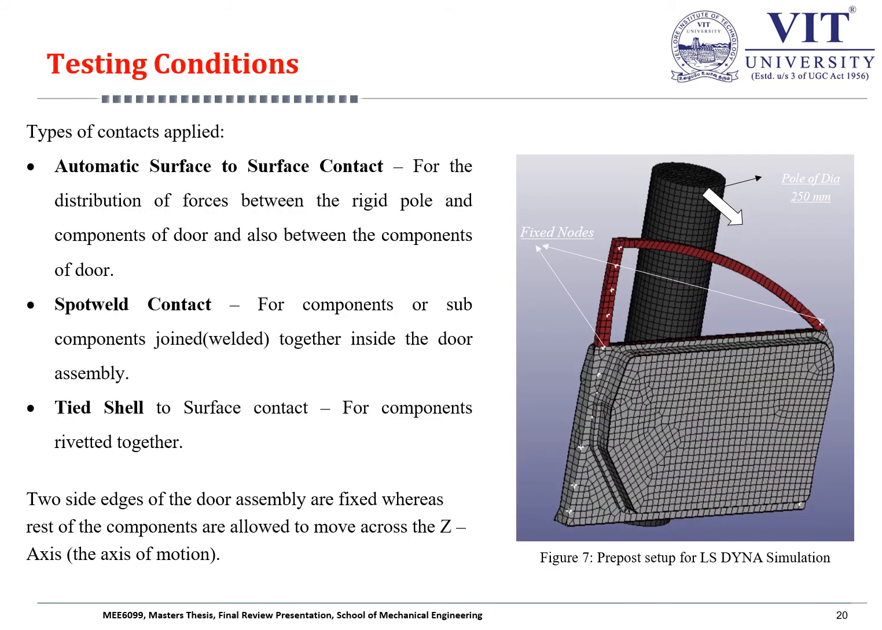So before doing the actual crash simulation, there are certain parameters that need to be input, such as the type of contacts applied. In this project, I have used automatic surface-to-surface contact, spot weld contact, as well as tied shell-to-surface contact for each of the parts of the door as well as the impact pole. And the side edges of the door assembly are fixed in every direction, whereas the rest of the components are allowed to move along the z-axis, which is the axis of motion.